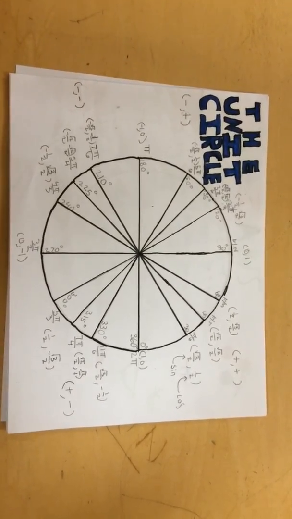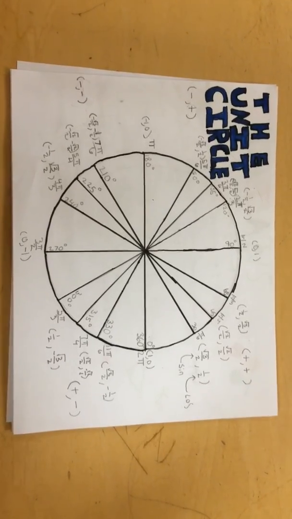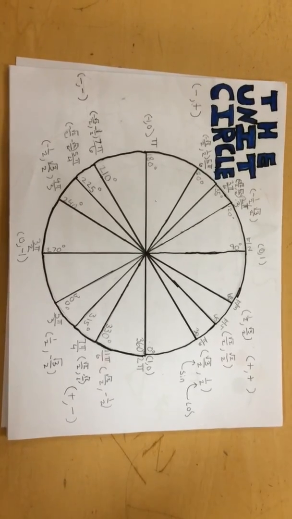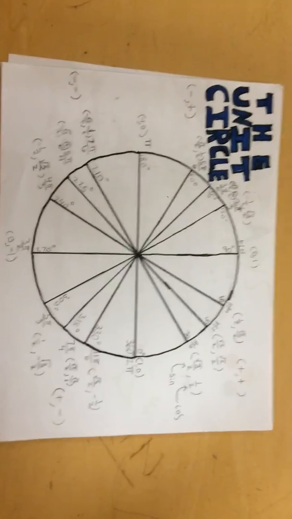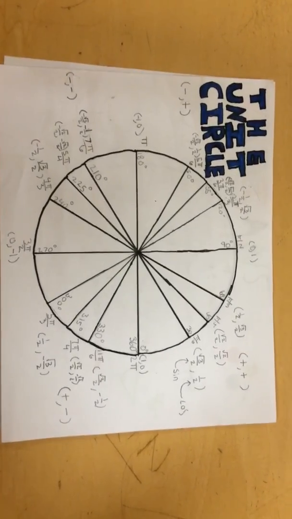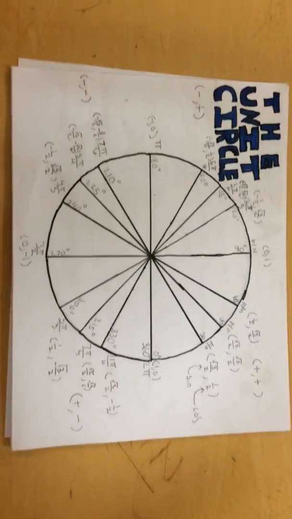Coterminal angles are angles that have the same initial and terminal sides but different rotations. Basically, they are on the same point of the unit circle but have different angle measures. For example, 360 degrees is coterminal with 0 degrees.